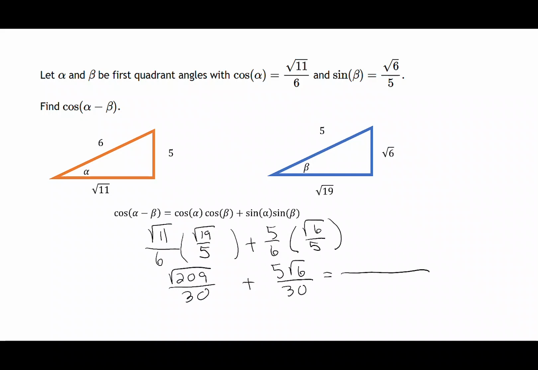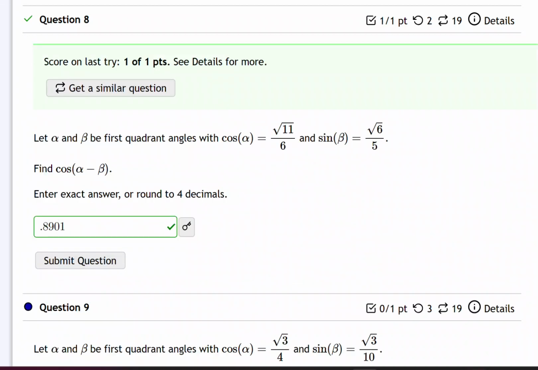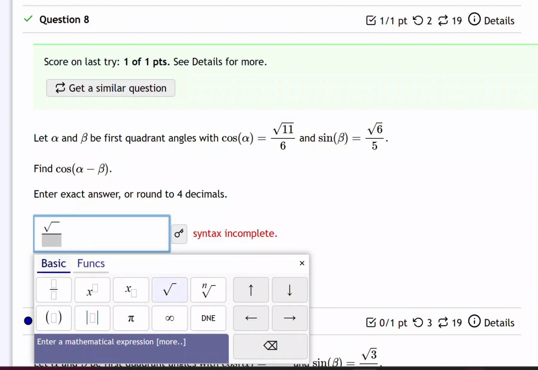If you want to put that over a common denominator, you would have square root of 209 plus 5 square root of 6 over 30. Putting that in the calculator, we get approximately 0.8901. In MyOpenMath, we can put in 0.8901, which says that the answer is correct. We can also put in the square root of 209 plus 5 square root of 6 over 30.